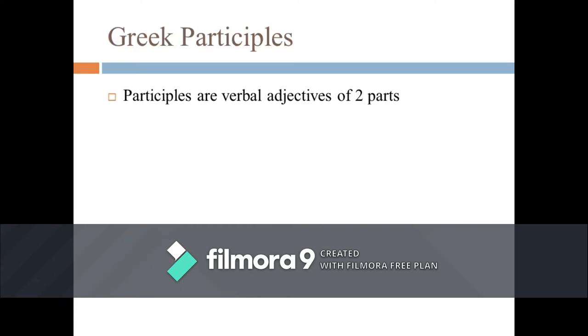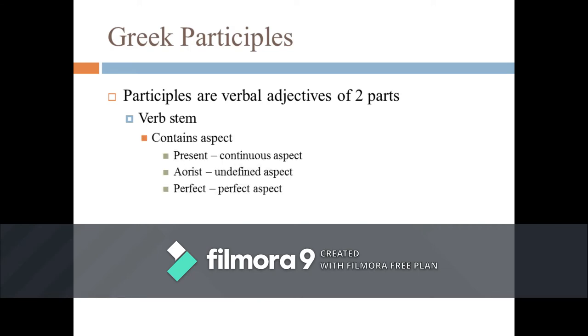Greek participles are also verbal adjectives, but they're made up of two parts. The verb stem, and the verb stem contains aspect. As we talked about before, the verb stem itself contains the aspect, which paints the picture of how the verb actually functions. So the aspect for the present is continuous. For the aorist it is undefined. The author's not telling us anything. And the perfect has perfect aspect. That is, it was completed in the past and the effects are continuing into the present.